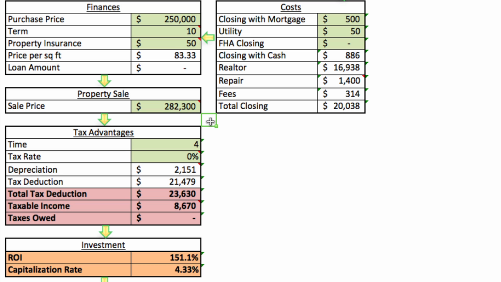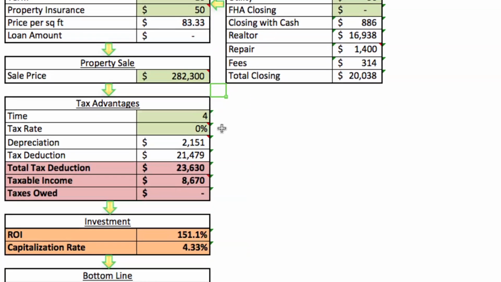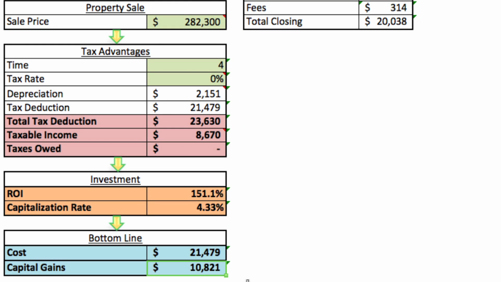So we know purchasing a $250,000 threeplex in this case, we would need to sell it at $282,000 and about $300 to obtain at least a 150% ROI. So it allows you to identify very easily, based on the circumstances in this case, to get that ROI. Okay, if we look here at the capital gains, it's still really attractive.